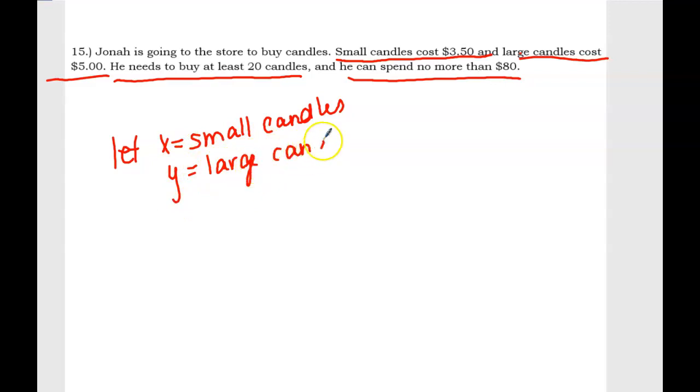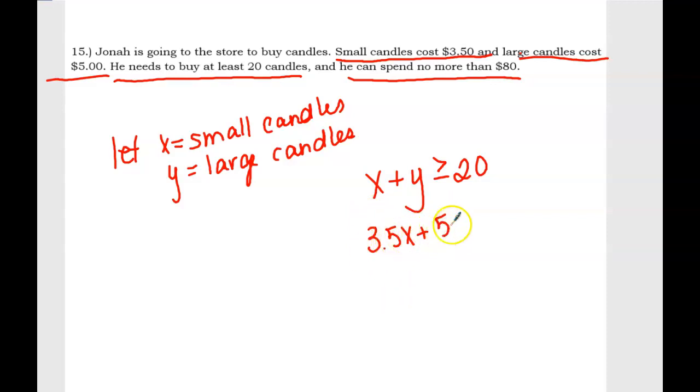So we're just interested in the two inequalities. We need to buy at least 20 candles. That means if we take our small candles, we add our large candles, we're going to have greater than or equal to 20. But he doesn't want to spend more than $80. Okay, he can spend $80, but no more. So small candles are $3.50, so 3.5x plus 5y, and it has to be less than or equal to 80. There's our two inequalities.